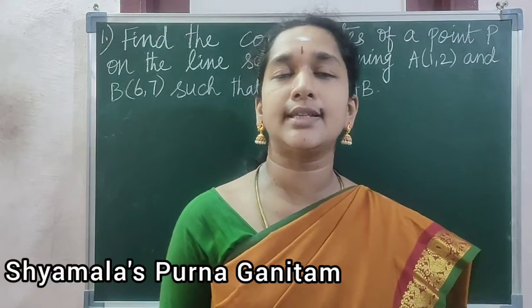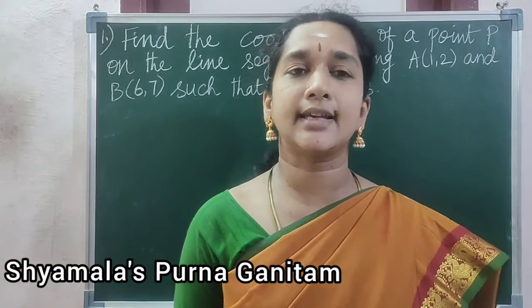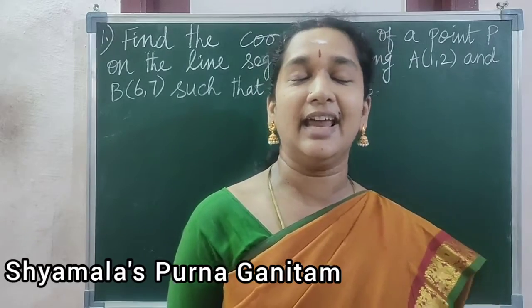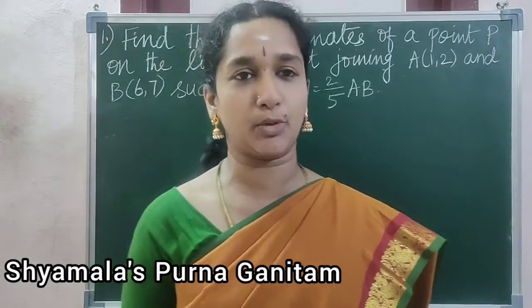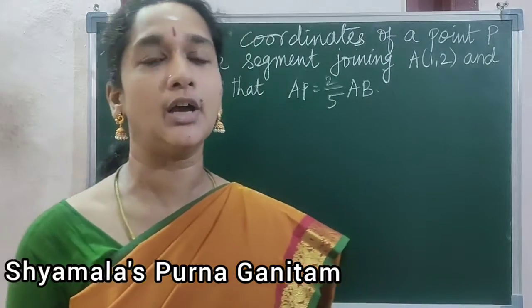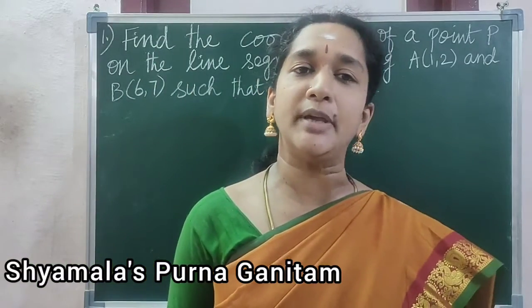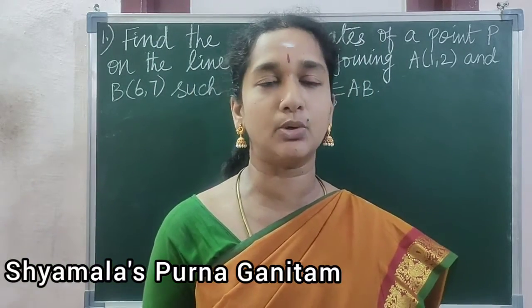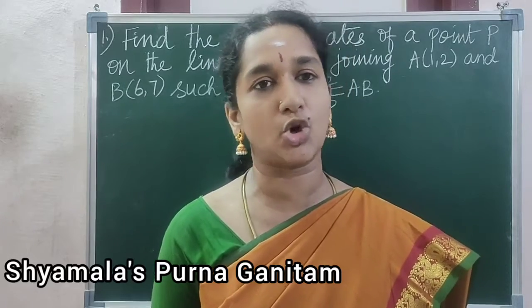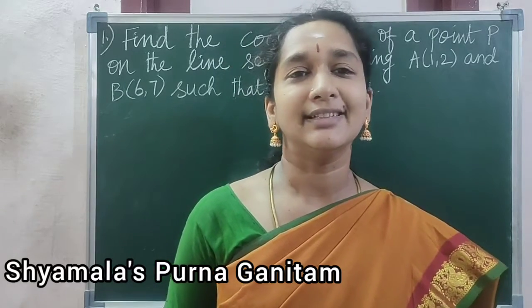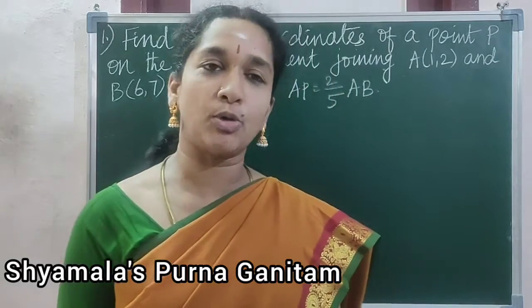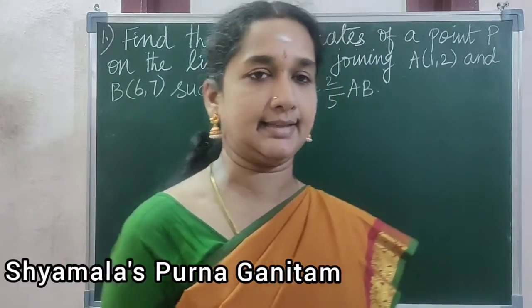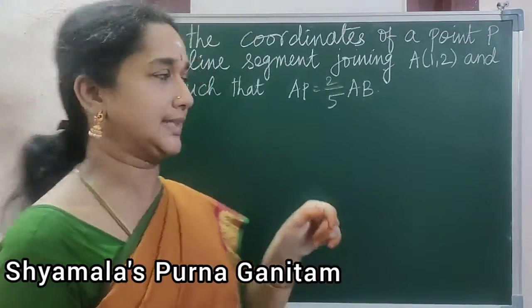As you know, this exercise is based on the section formula. You know what the section formula is, and it is based on the ratio m1 is to m2. We can also use the k is to 1 ratio. Then the midpoint formula will also be used in this exercise. Okay, now we'll see the first sum.